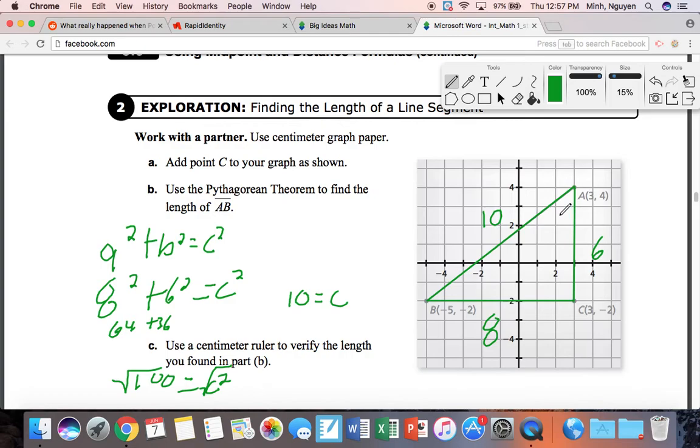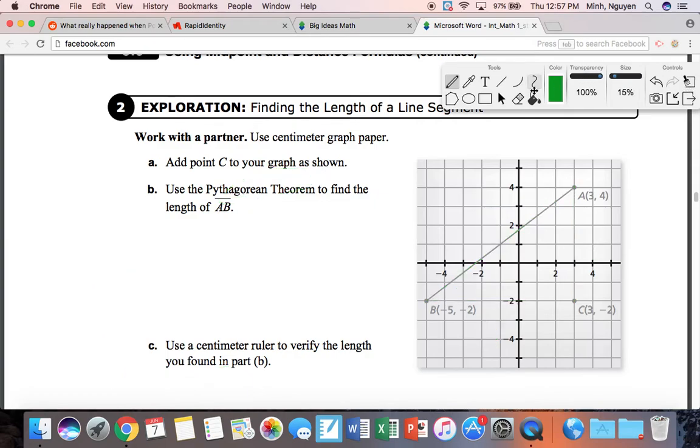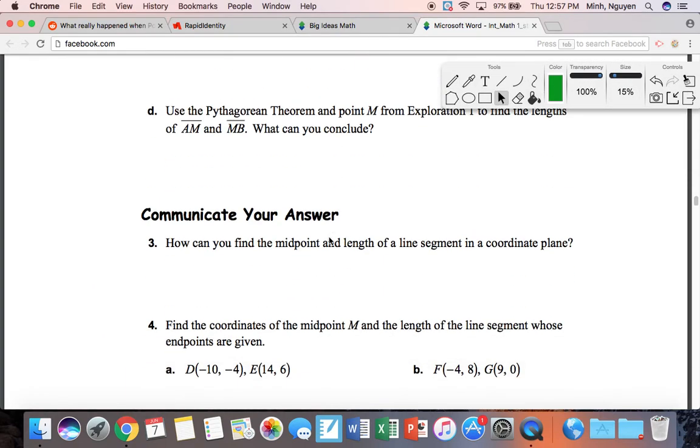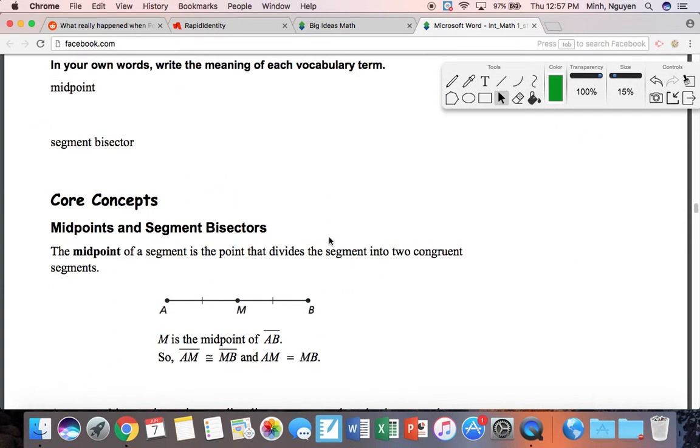That's not the distance formula. I used the Pythagorean theorem, but the distance formula uses the Pythagorean theorem to find the distance between any 2 points. And that's it. So now we're just going to go into the actual formulas.